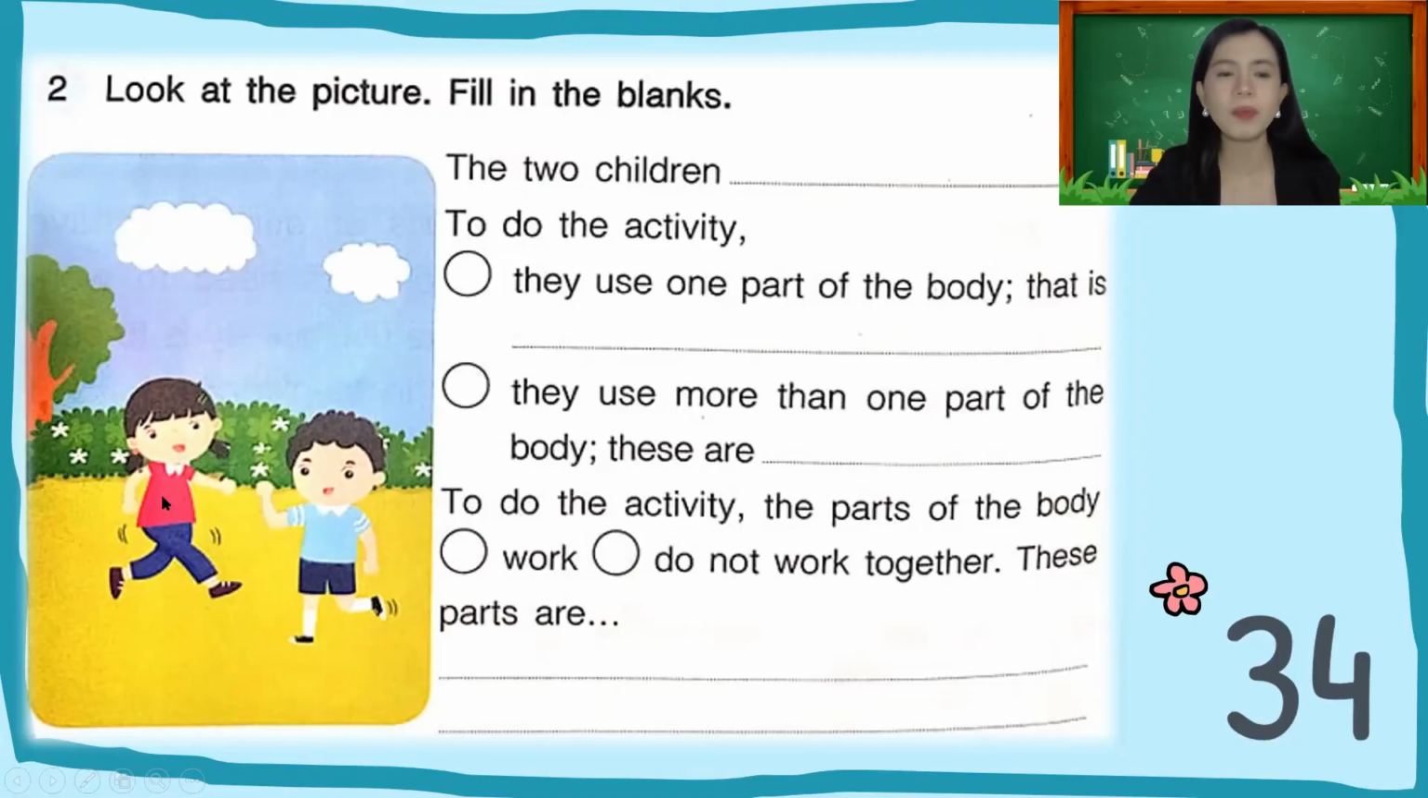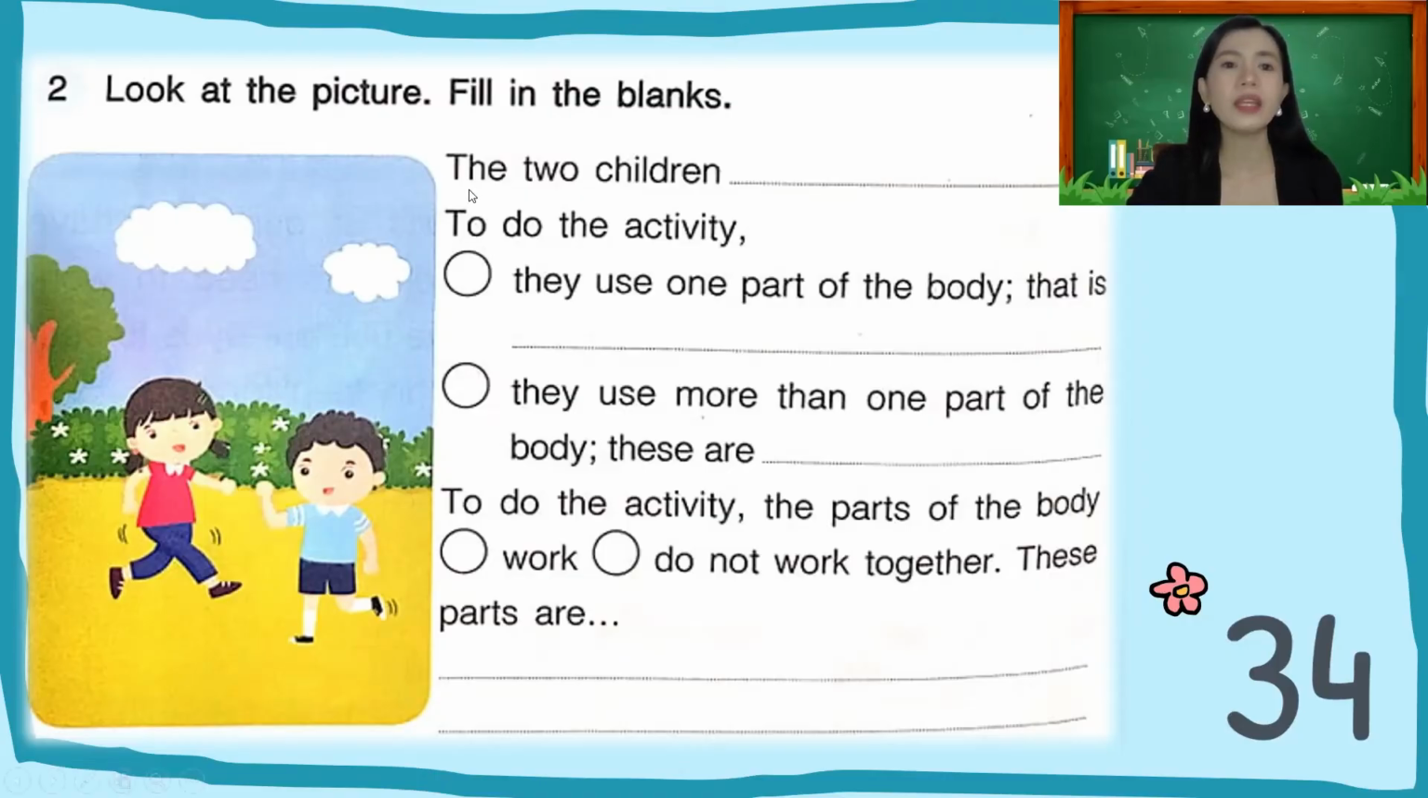So let's look at this picture. Okay, what can you see? We have 2 kids. What are they doing? They are playing. They are running around. They are running around the ground.